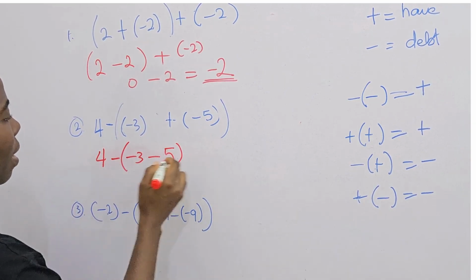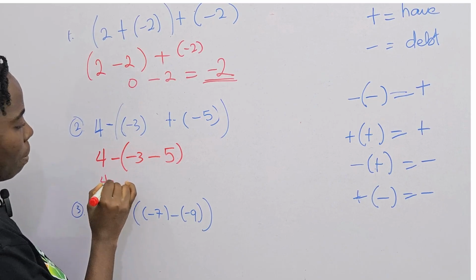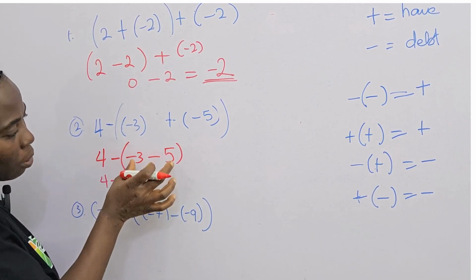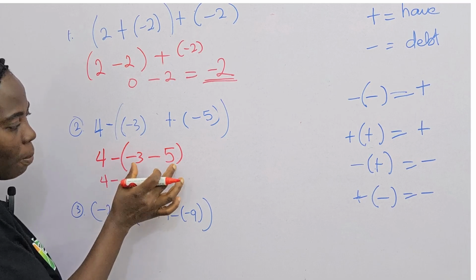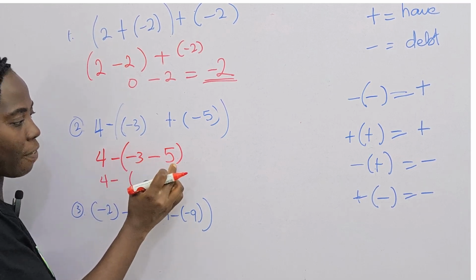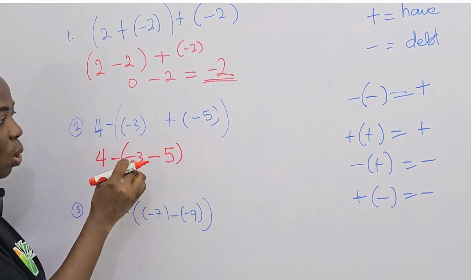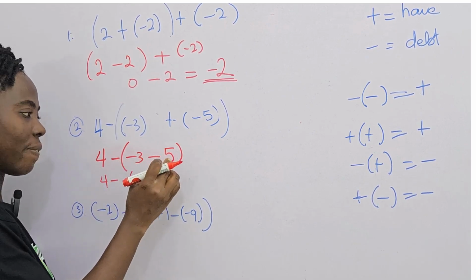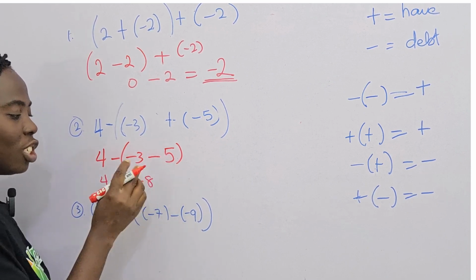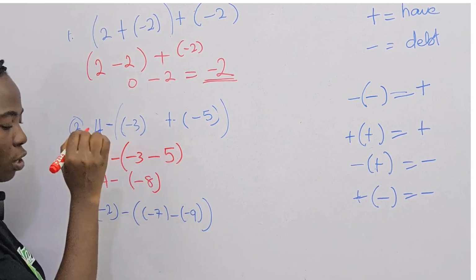Now, what is happening here? This should give us 4 minus. Let's treat this bracket now. I'm dealing with the inside bracket. This person is owing 3 and owing another 5, making a total debt of negative 8. This should not be stressful for you if you have been following this video.